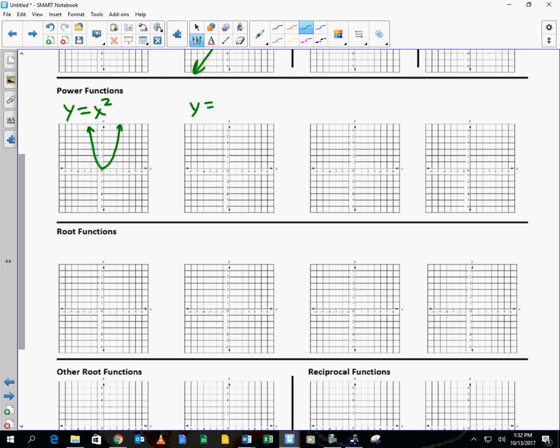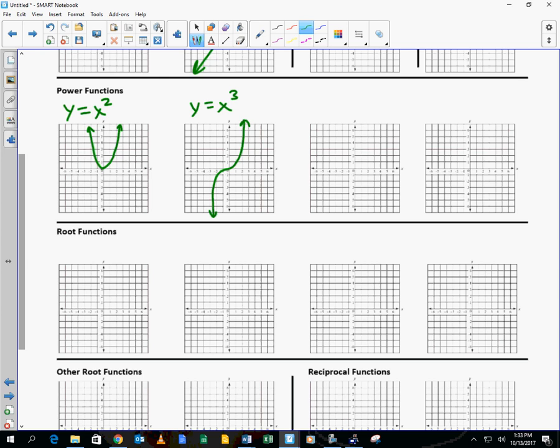Y is equal to x cubed. Now that's a little bit different. Why is the parabola always above the x-axis? Because anytime you square, it's positive. But if you cube a positive, it's positive, and if you cube a negative, it's negative. So really a cubic is just a parabola with this piece flipped down, isn't it? It's kind of that same deal. Just take that piece and flip it down.